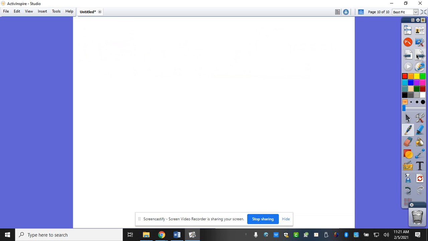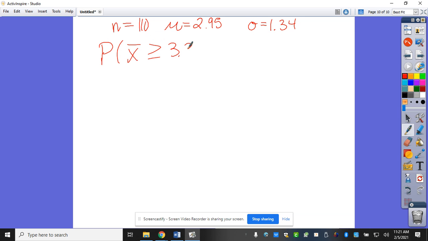So we've got an n, which is 110, mu, which is 2.95, and sigma is 1.34. So I'm going a little bit quicker here. P of X bar is greater than or equal to 3.30. Convert it to a Z-score. I don't remember what that gives us. What's our sigma of X bar? Oh, yes, thank you. I'm skipping too much, trying to go too quick.